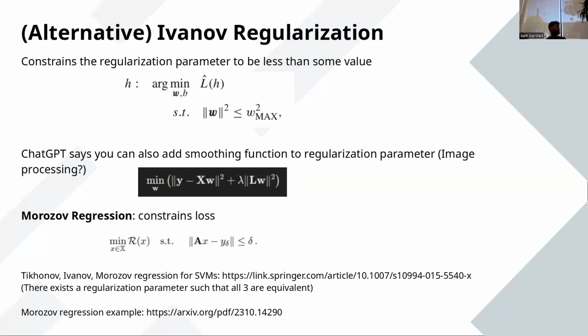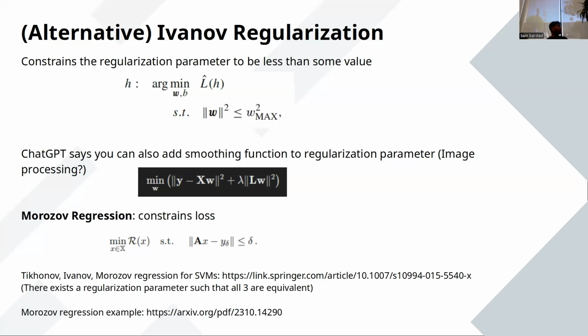In the book, it links a particular article by a bunch of people whose names I forgot. Basically, this paper is where they prove that you can get the same results between Tikhonov regularization, or L2 regularization, Ivanov regularization, and Morozov regularization. Did I say regression? I meant regularization, my bad.